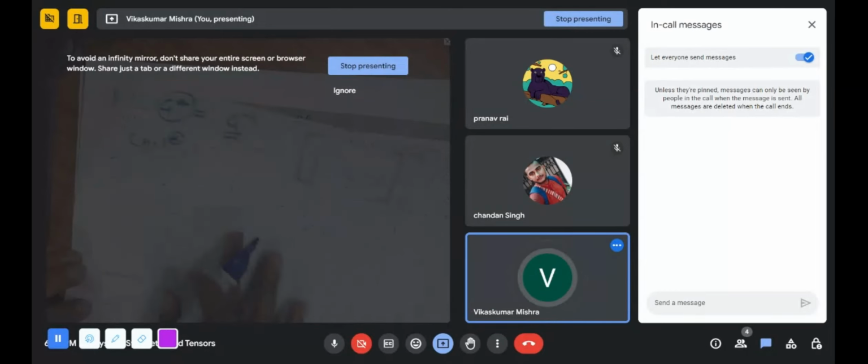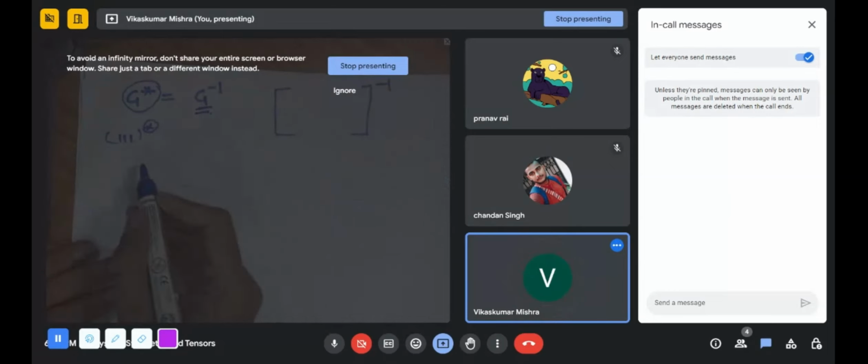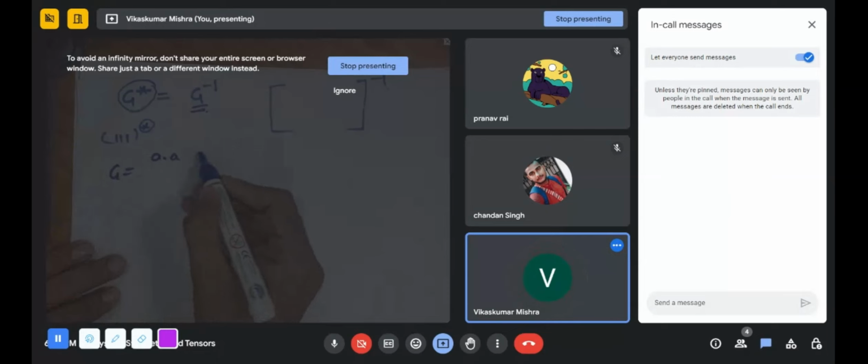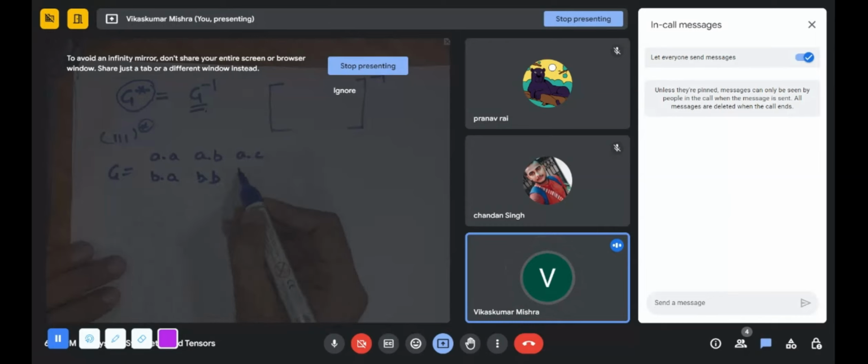So let's try to find the G star first. For that we will find the G first. Same thing, A dot A, A dot B, A dot C. In the assignments you will find a few questions like this only. B dot A, B dot B, and B dot C. C dot A, C dot B, C dot C.